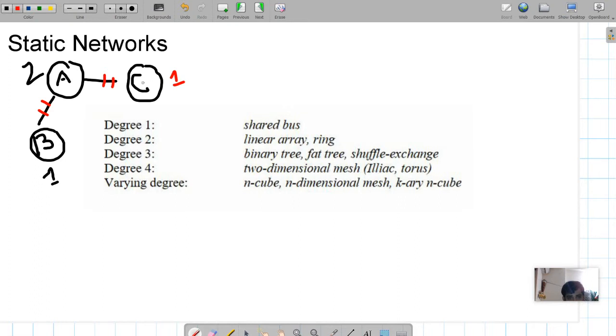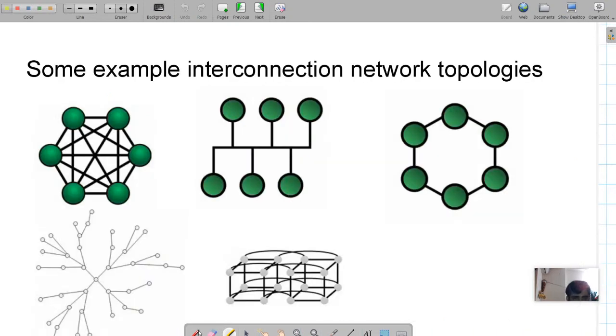Binary tree can have degree 3. Is this correct? Fat tree, shuffle exchange, then degree 4. Two-dimensional mesh, Illiac. We will look into this today itself. Then varying degree: n cube, n dimensional mesh, k array n cube, binary tree, and so on. Just let me look into them one by one. Some examples which we have observed before.